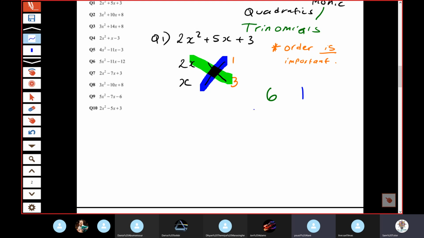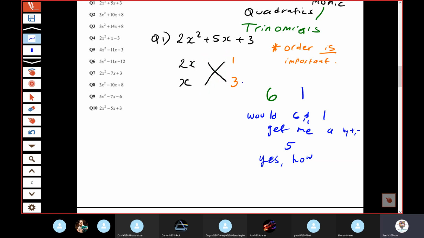Then that's where we ask ourselves, would 6 and 1 ever get me a 5 by adding or subtracting? You guys know that by adding or subtracting. So Yusuf, since you're looking at this, you're saying yes, right? Then I usually say how. You said 6 minus 1. That means, let's rub this out, this was your 6, and this is your minus 1, right?